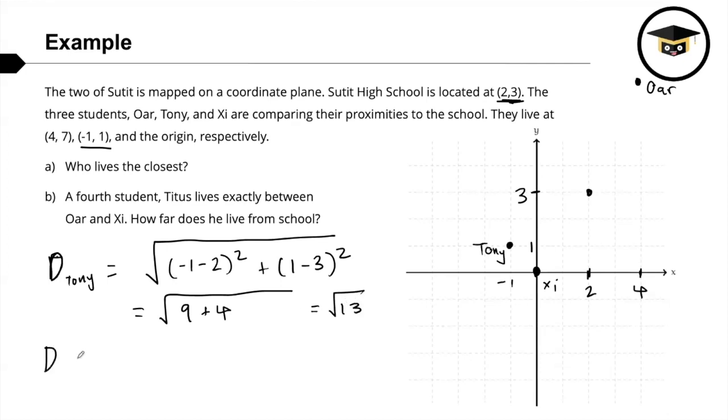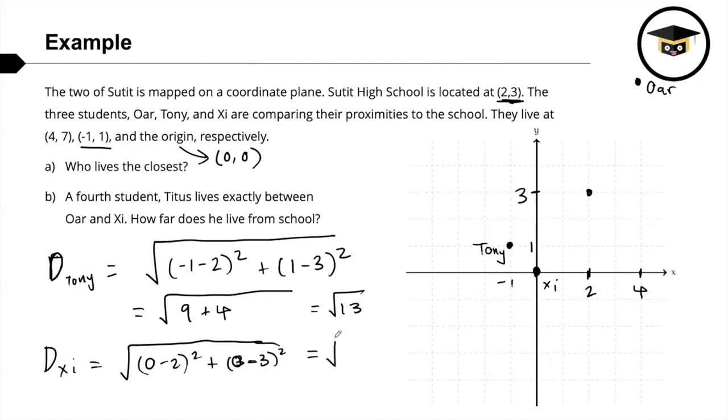Then we have distance of Z. So remember, Z is at the origin, which is another way of saying he's at 0, 0. So we take the square root of 0 minus 2 all squared. So that's x2 minus x1 squared. And then 0 minus 3 all squared. And so that's going to be 4 plus 9 again, and that's going to be root 13. And then we can just do distance of Or for fun.